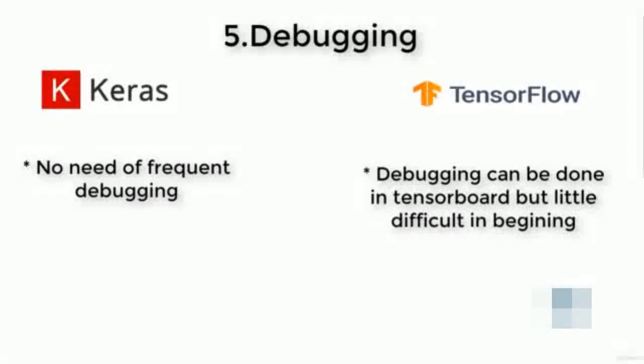The next one is debugging. Now in Keras, there is usually very less frequent need to debug simple networks, and it offers a more direct, unconvoluted debugging experience, regardless of the model complexity. But in case of TensorFlow, it is quite difficult to perform debugging.